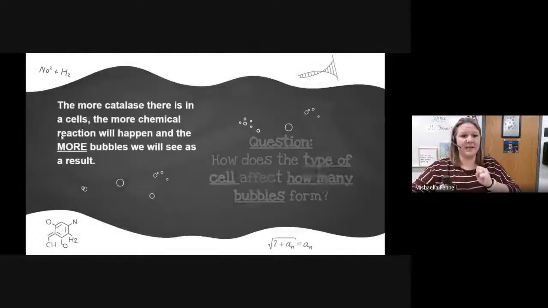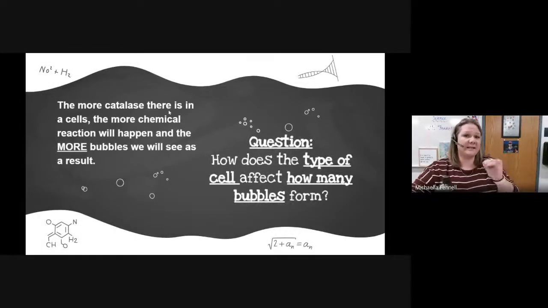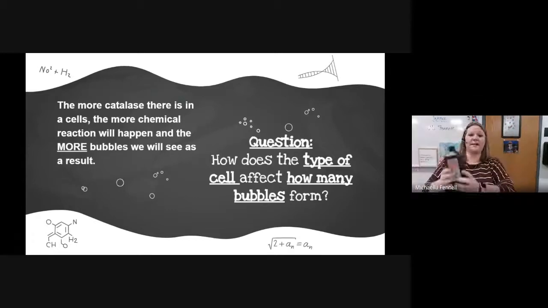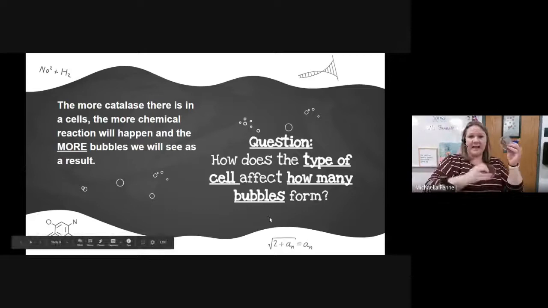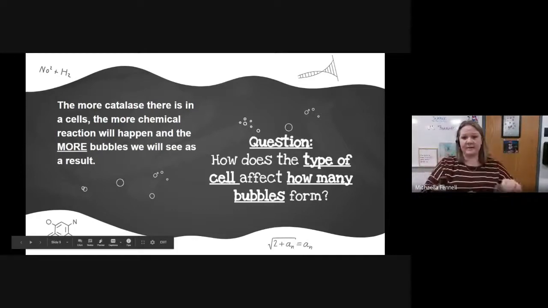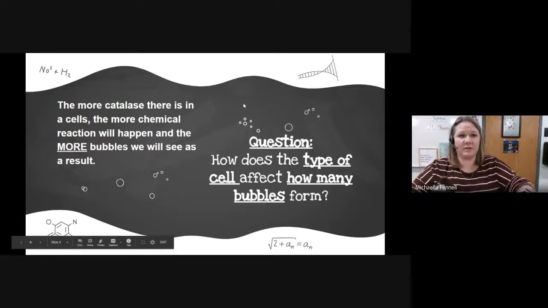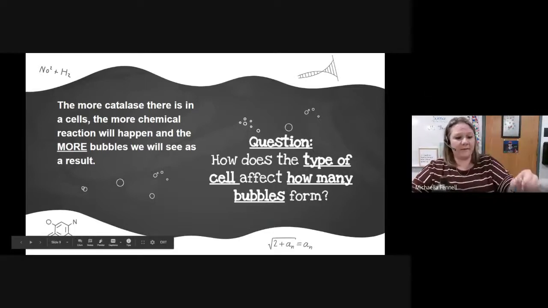The more catalase there is in cells, the more of the hydrogen peroxide breakdown reaction will happen, and the more bubbles we will see. So the more catalase you have, the more hydrogen peroxide you can break down, the more bubbles you will see. What we're going to do is see how the type of cell, for all these different cells, affects how many bubbles will form in our test tubes. We're going to be using test tubes today, putting things in there and seeing how many bubbles will form.